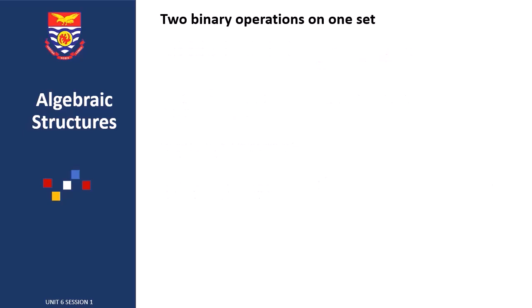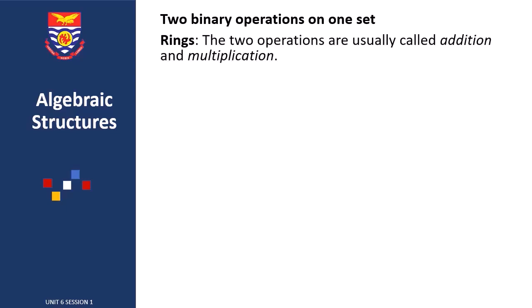So we are looking at two binary operations on one set. Rings: the two operations are usually called addition and multiplication. So when you have rings, think of addition and multiplication being two binary operations. Commutative rings are a special important type of ring where the multiplication operation is commutative. We learn something about commutative rings. We also have integral domains and fields, which are especially important types of commutative rings. So read about them.